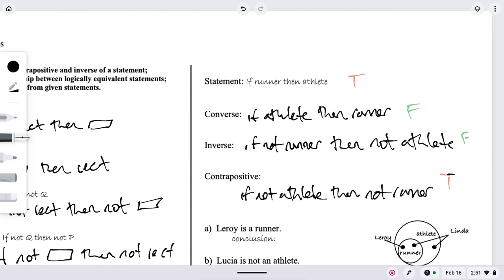So that's all you have to do on that worksheet: go through and write statements as converse statements, inverse, and contrapositives, and then decide in each case, is it true or false? But your statement and contrapositive should always match, and your converse and inverse should always match. Shouldn't be that tough to do.